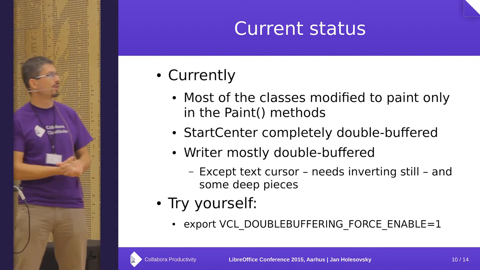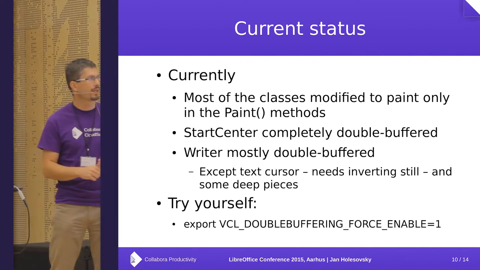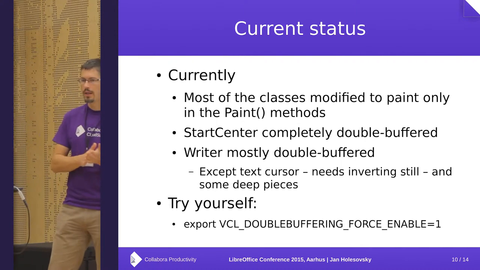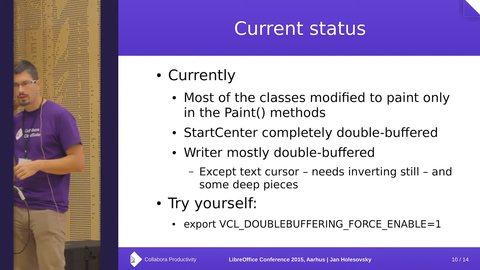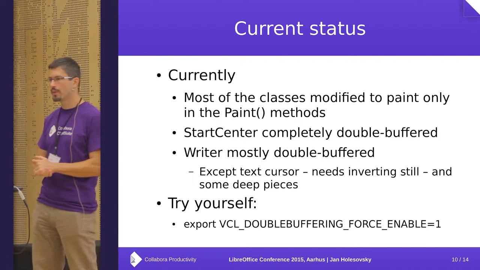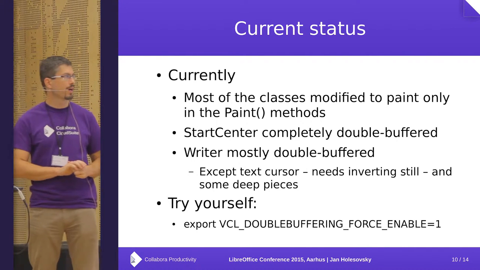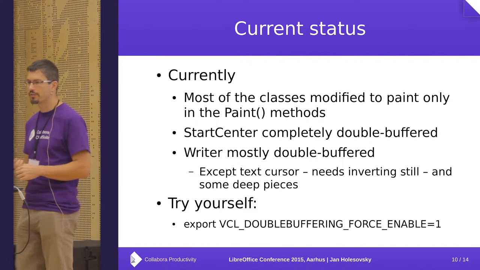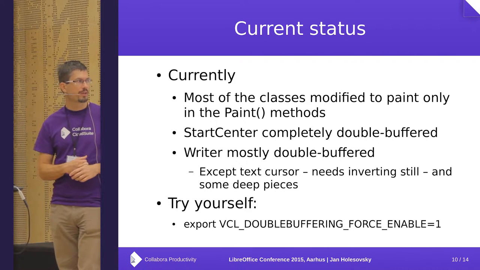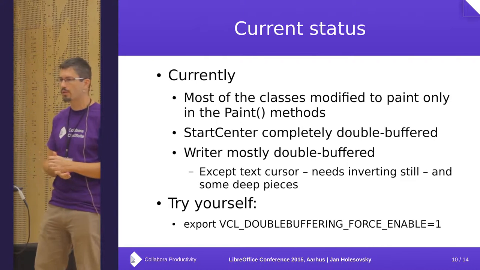So, current status. Most of the classes were modified to paint only in the paint methods. Now all the paint methods have the render context as a parameter, and most of them have been reviewed to see that they work correctly with the render context. Start center now completely uses double buffering, so it is flicker free now. Writer is mostly double buffered, except there are still some things that need some improvements. The blinking cursor is one of the examples.